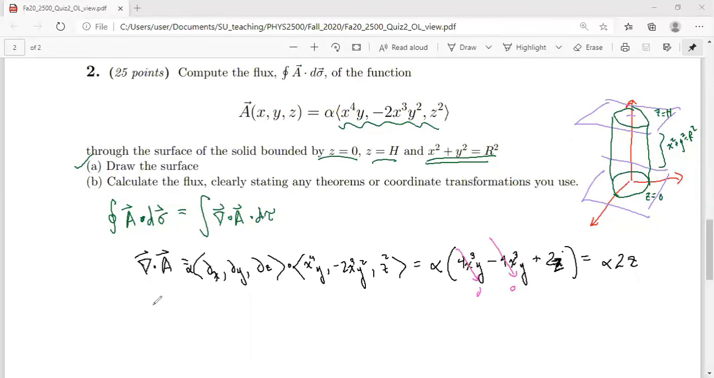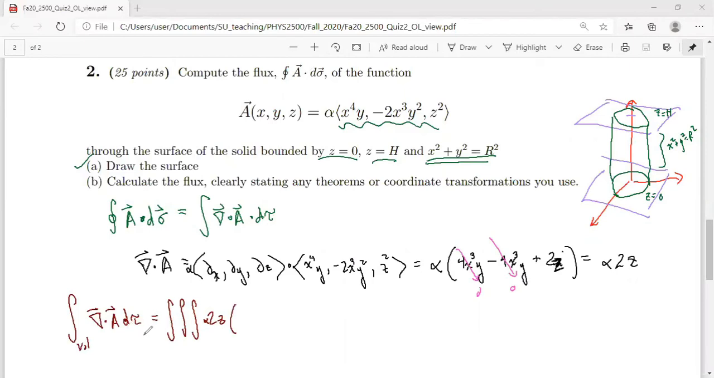And what's the nice thing about z in rectangular coordinates versus z in cylindrical polar coordinates? So z is z, we don't have to do anything to it. So I'm going to have a volume integral, so that'll be a triple integral. Our divergence of A is going to be alpha z, and then we're going to use cylindrical coordinates because that makes our limits really easy.